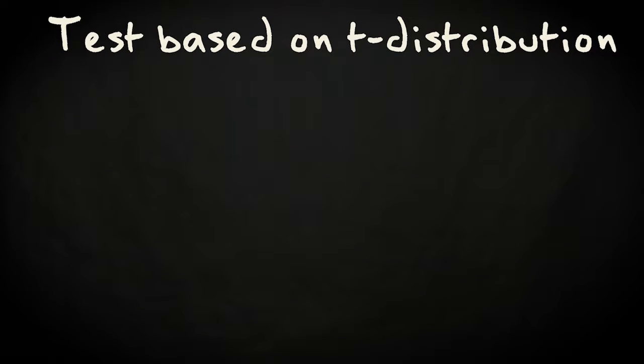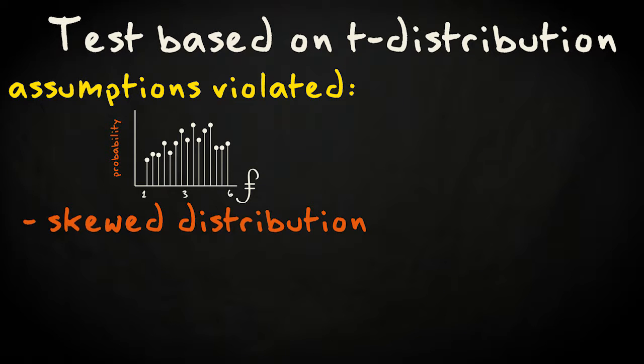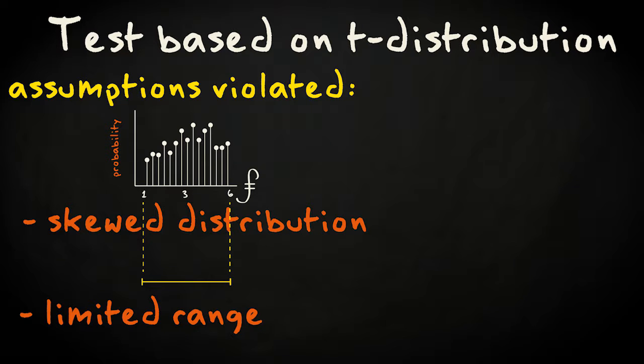However, it makes a number of assumptions that are not exactly met. First of all, the population is not normally distributed, but it appears to be skewed towards the left. Secondly, the price range is limited. It does not exceed the value of 6 and is never lower than 1. So what happens by still applying the t-distribution to calculate, for instance, a confidence interval?